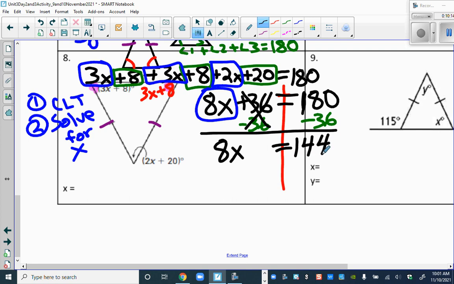8x equals 144. And then our last step, we have to do the same to both sides of the equal sign. Well, we have 8 times x, so what's the opposite of 8 times something? Divide by what number? Good. We do that. So 144 divided by 8 gives us what value? X is 18. X would be 18. Now, do we have to do anything else for this problem? No, because all they wanted was the value of x.